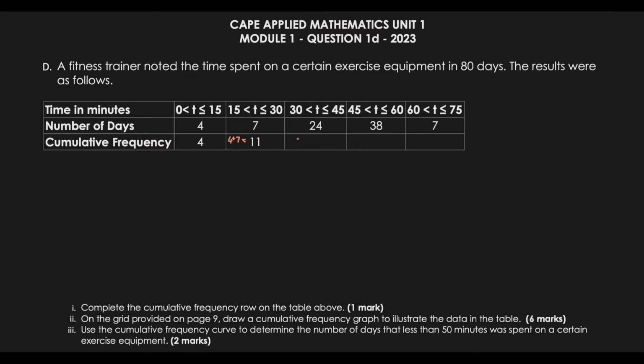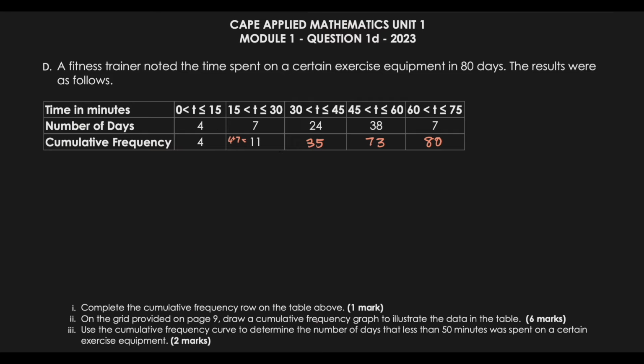So in essence, all we're doing is continuing this. 11 plus 24 would give us 35. Then 35 plus 38 gives us 73. Then 73 plus 7 gives us 80. So these are the values that we needed for this, and we have them already. Now we need to plot this on our graph.